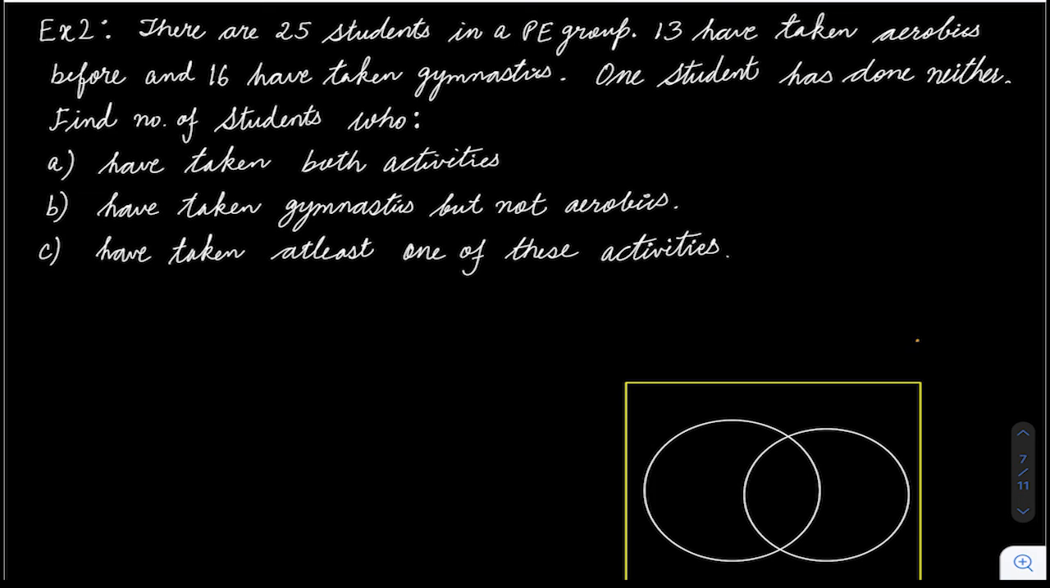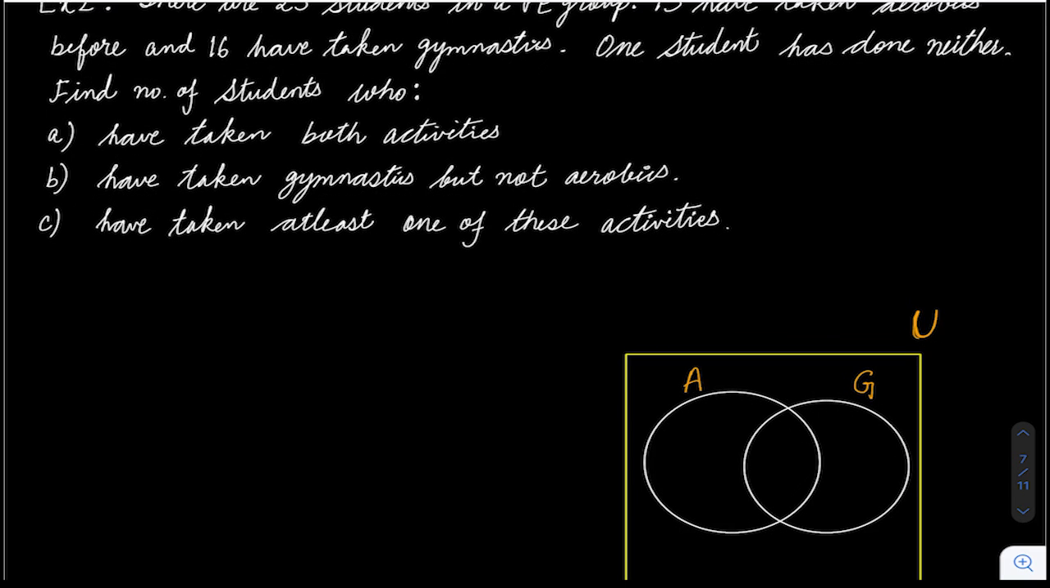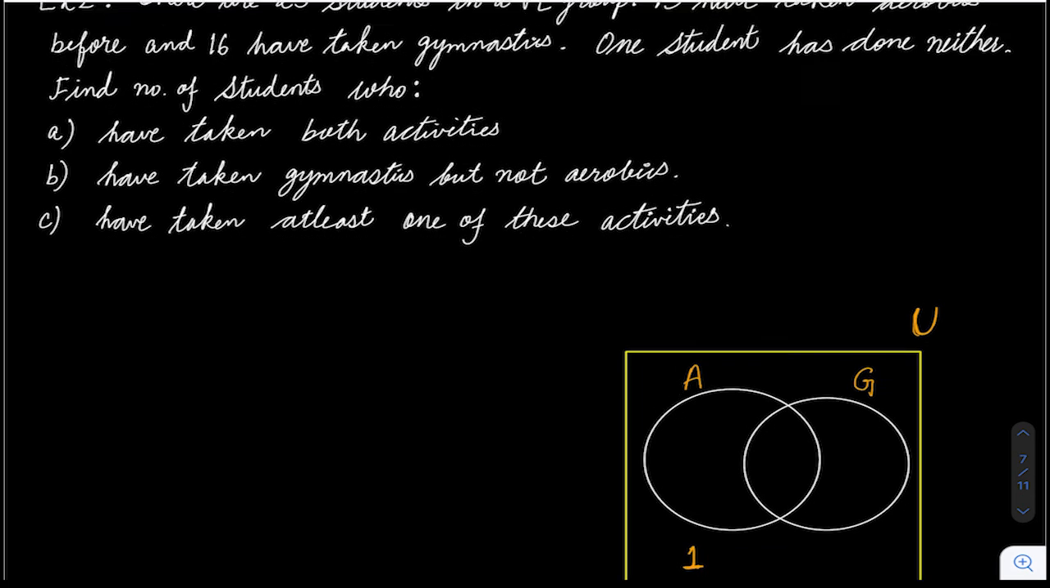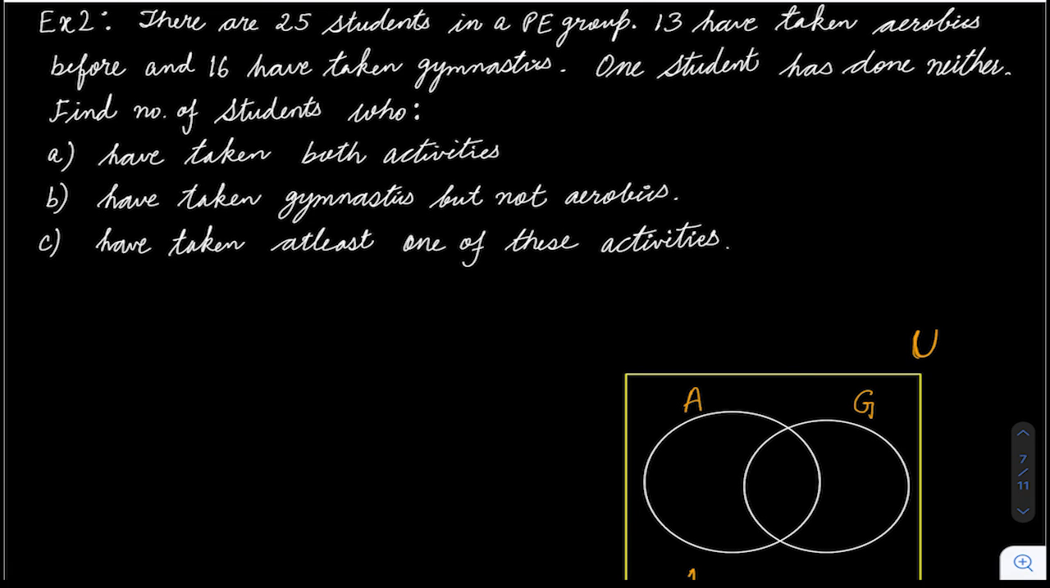First thing is the universal set, that is sure, that is 25 because we are talking about 25 people. That's done. And 13 have taken aerobics and 16 have taken gymnastics. So let's take this as aerobics. This set, let's say, represents my gymnastics students. Now one student has done neither, so it means outside of these two sets is 1. So this part is 1 and the total is 25.